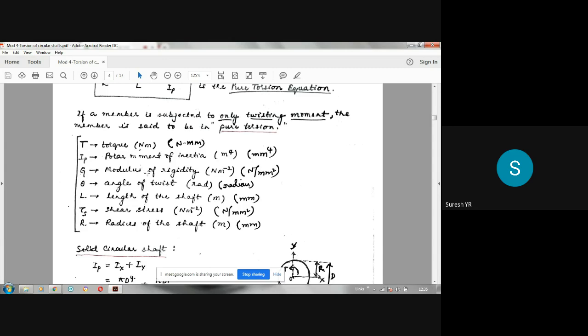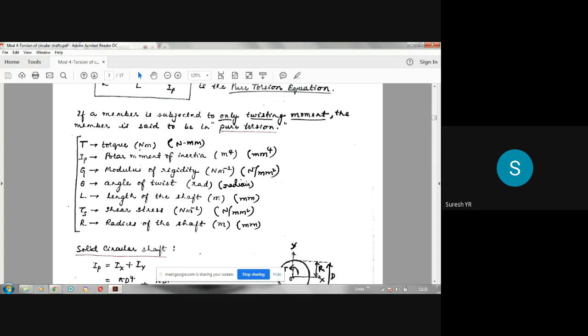G is the modulus of rigidity, or rigidity modulus, or shear modulus. Sometimes in some books they use capital C, please make a note of that. That is expressed in Newton per mm square or MPa. Theta is the angle of twist in radians. L is the length of the shaft in millimeters. Tau s is the shear stress in Newton per mm square or MPa. R is the radius of the shaft in millimeters. So let us stick to Newton, millimeter and radian. For doing problems, if they give any other unit, before substituting in the formula we have to convert to this unit, and then substitute and simplify.